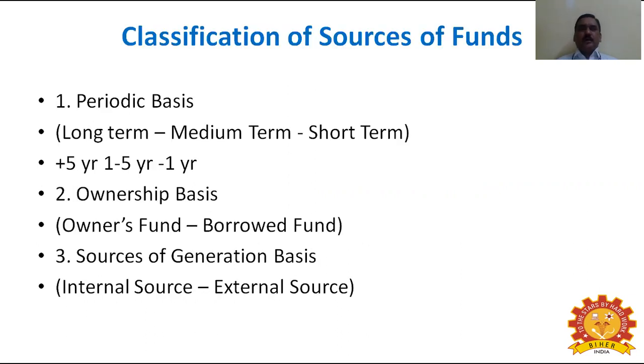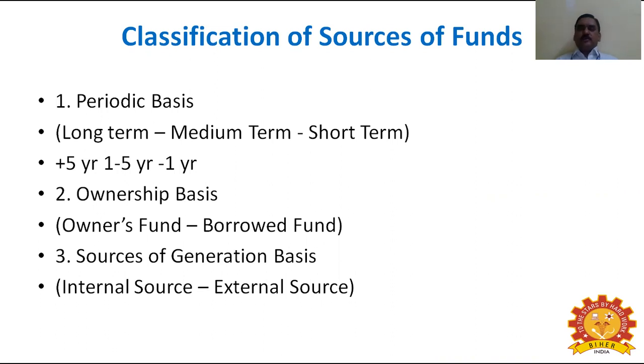Next, third, the classification of sources of funds. There are three different terminologies used for business finance on the periodic basis: long term, medium term, and short term. Long term means five or more years. The medium term is a minimum of one year to a maximum of five years. The short term means a minimum of one year or a little more.